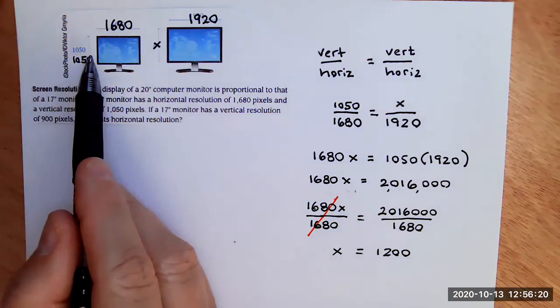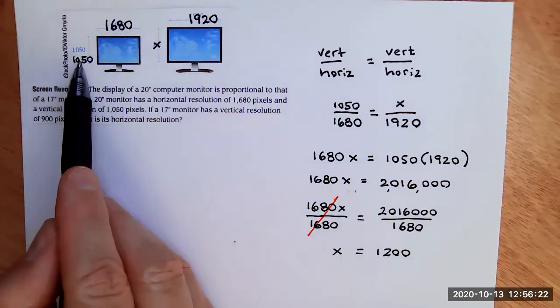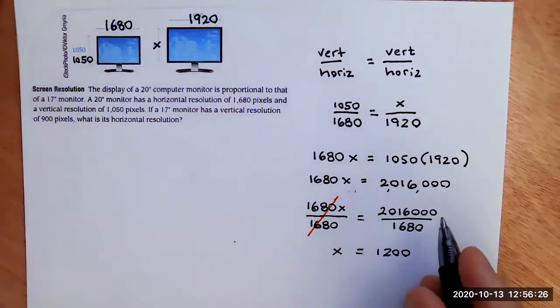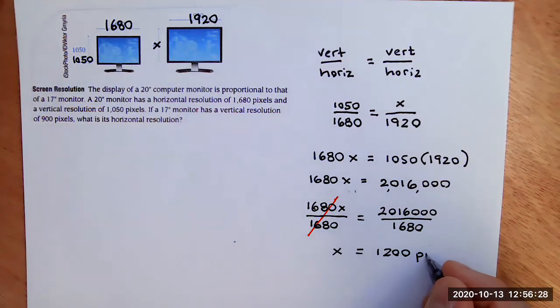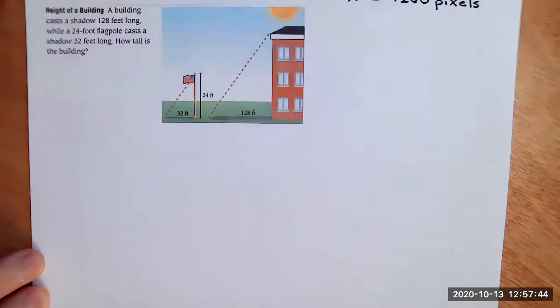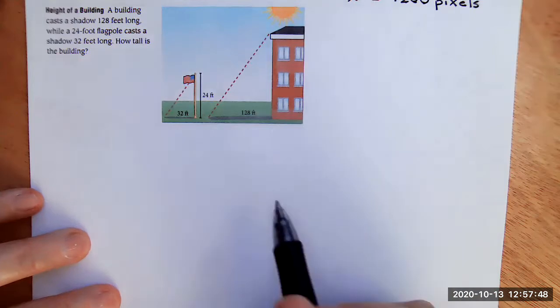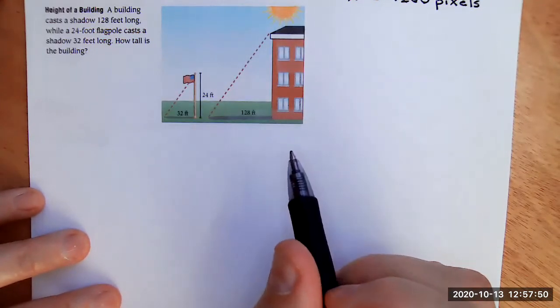Let's look and see if it makes sense. It looks about right. And remember, we're given pixels as units, so let's include that in the answer. 1,200 pixels. All right, let's try another one.